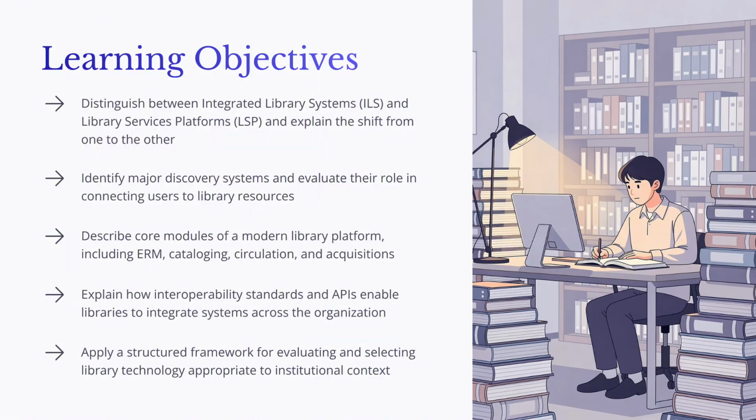Fourth, interoperability. How do these systems talk to each other? That is where standards and APIs come in. And finally, evaluation. This is probably the most practically useful one. At some point in your career, you may be part of a team selecting or migrating to a new system, and you want to know how to approach that decision well.